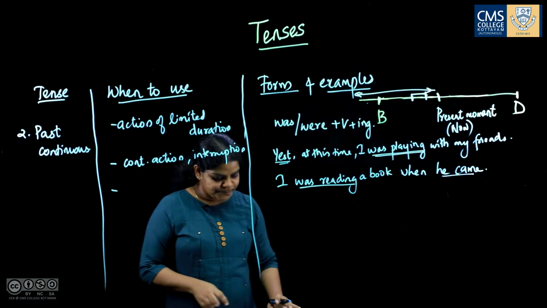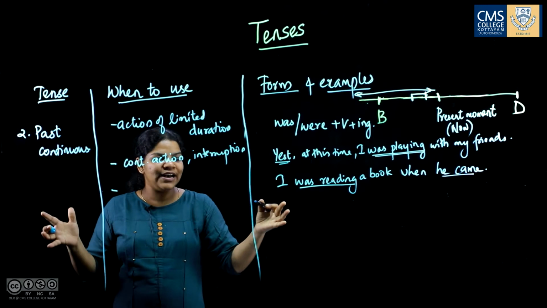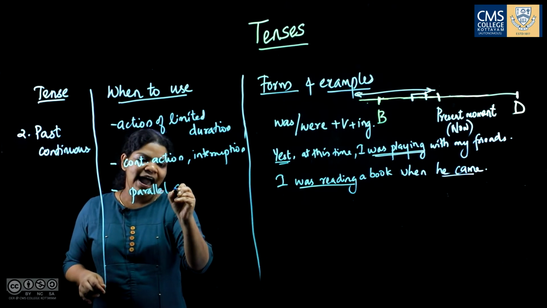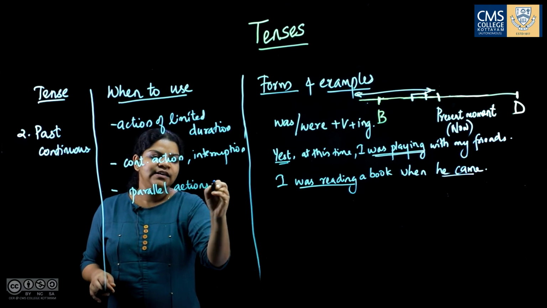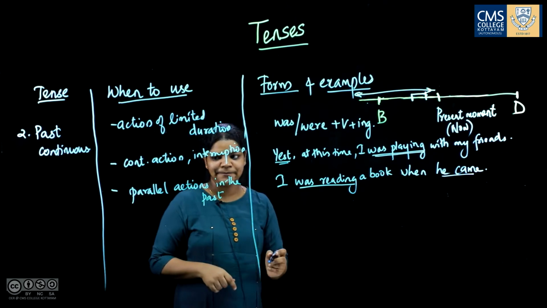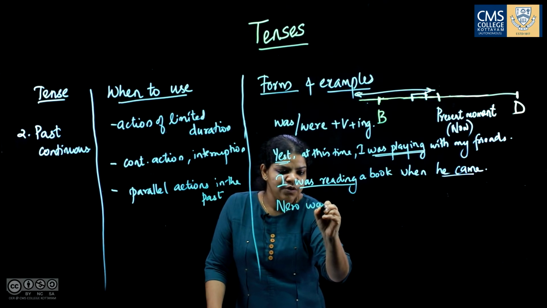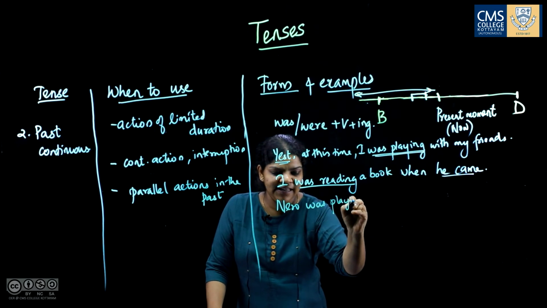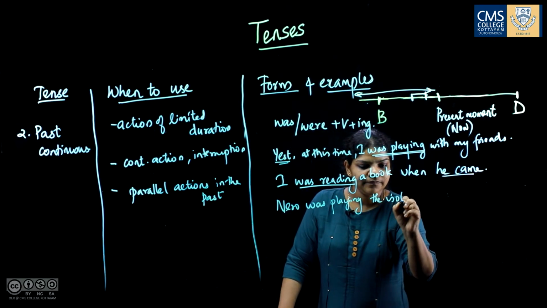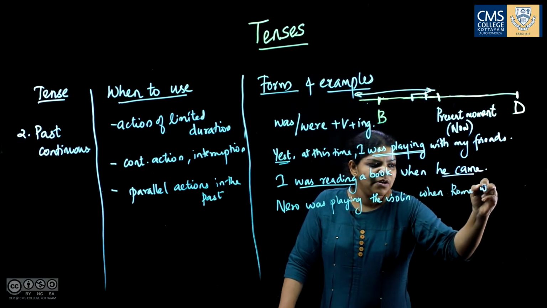The third one is when you want to talk about two continuous actions in the past, when there are two parallel actions in the past, you can use the past continuous tense. For example, Nero was playing the violin when Rome was burning.